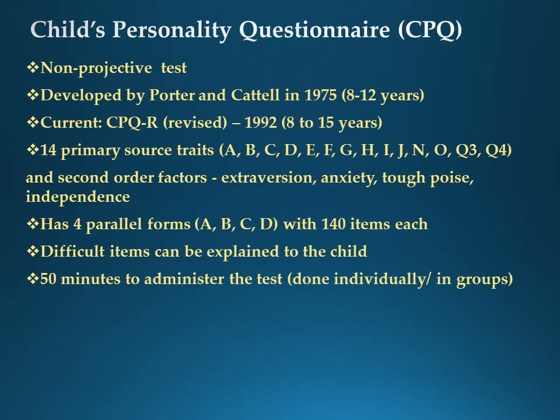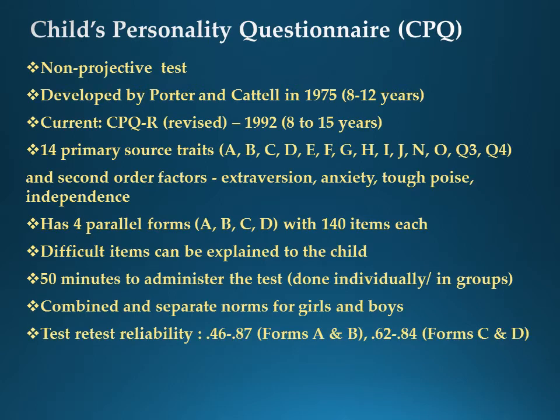It takes 50 minutes to administer the test, and the test can be done in an individual setting or in groups as well, because it's a questionnaire. So there would be common rules and common instructions. There are combined and separate norms both for girls and boys. So if you're looking at a huge population, you would look at combined norms, and if you're looking at individual testing, you can also go for girls and boys.